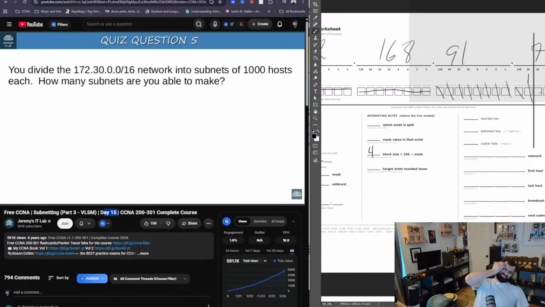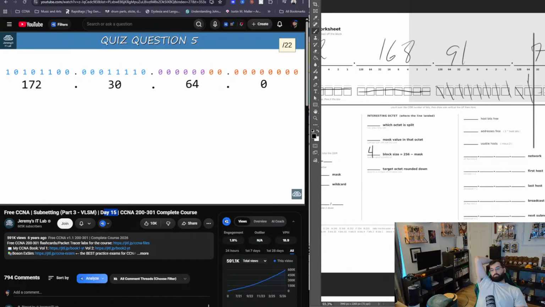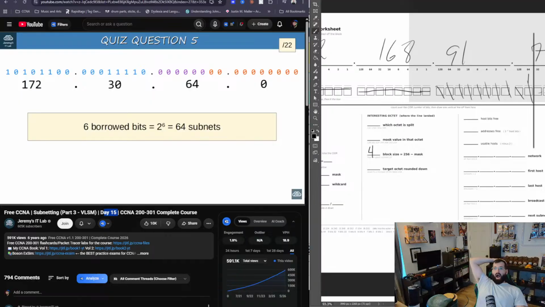Finally, question 5. You divide the 172.30.0.0/16 network into subnets of 1,000 hosts each. How many subnets are you able to make? Well, to know how many subnets we are able to make, we have to know how many bits we can borrow. But to know how many bits we can borrow, we need to find how many host bits we need for 1,000 hosts. We will need 10 host bits for 1,000 hosts, because 2 to the power of 10 minus 2 allows for 1,022 hosts. That will leave us with 6 borrowed bits. 6 borrowed bits means we can make 64 subnets. So that's the answer to question 5.